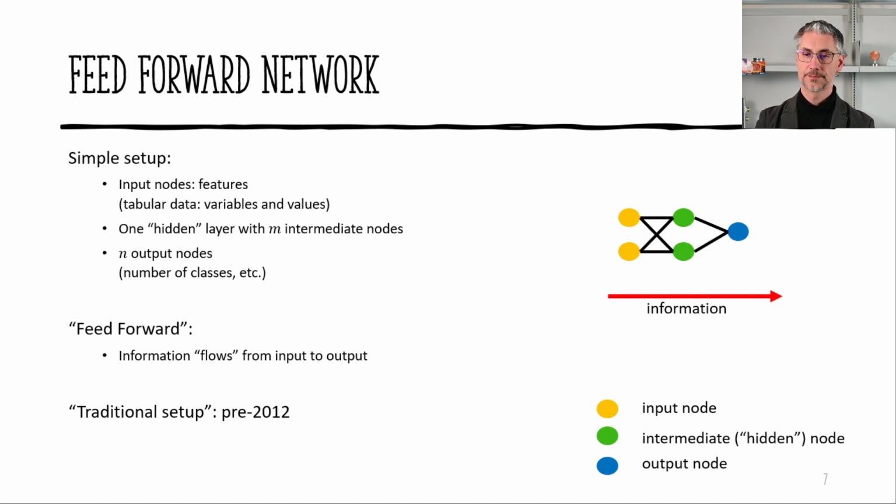Let's start with the simplest part, the feed-forward network. So we have the input nodes. These are our features, for example. We don't go to advanced methods like image processing quite yet. So here we focus on tabular data. These are our feature variables with numerical values. Let's just have one hidden intermediate layer with m nodes, and we only have one output node. Or we can have n of those. And feed-forward means that information flows from input to output. And this kind of network is like the traditional setup maybe before 2012 or so.